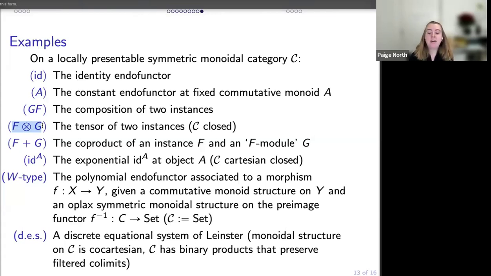The coproduct is an example if we have a functor f and a kind of f module functor g. And then we have the exponential. We have the W type, which kind of generalizes these, I would say, without reading through it very carefully. And interestingly, a nice example that we found in the literature is the discrete equational systems of Leinster, where they were looking at actually a co-Cartesian monoidal structure. Okay, so those are the examples.